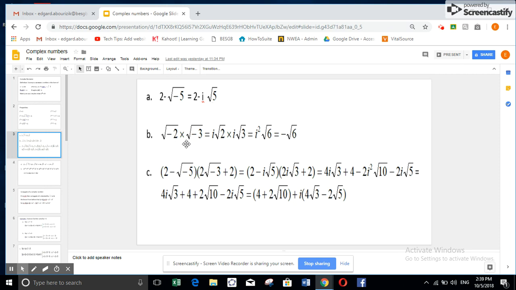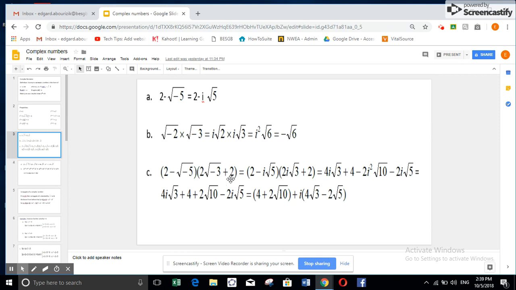If you have radical minus 2 times radical minus 3, radical minus 2 is i radical 2, radical minus 3 is i radical 3. i times i is i squared, but we know that i squared is minus 1, so minus radical 6. If you have a distributive property, before we start distributing, we introduce i for the square roots of negatives.